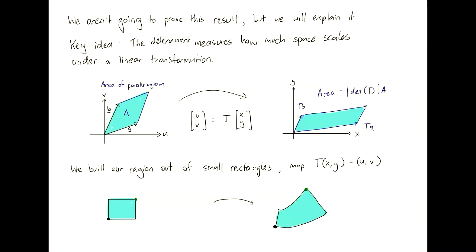The magnitude of the determinant is how much space stretches or squeezes under a transformation, and the sign is the parity of the transformation. We don't care about parity. We're taking care of that when we pick our bounds. So all we care about is the area. But of course, we built our regions out of small rectangles, so we're in pretty good shape.